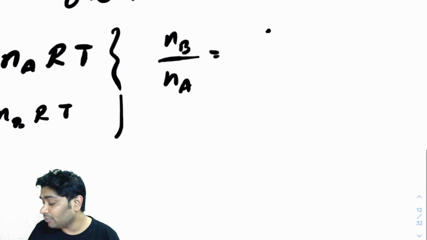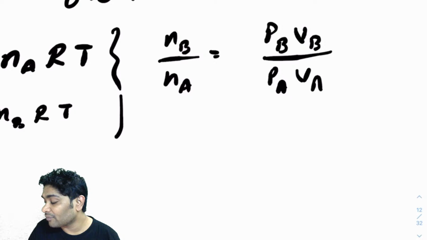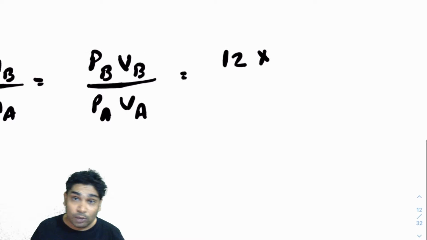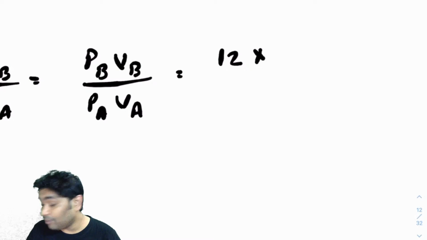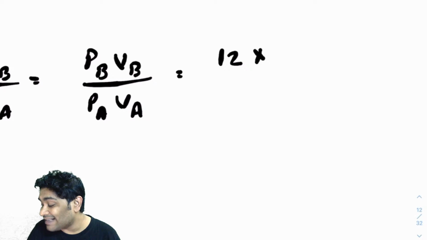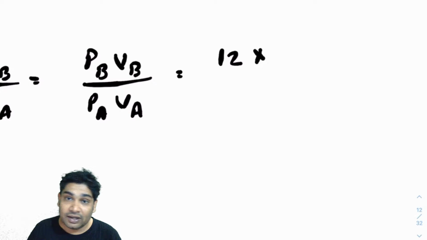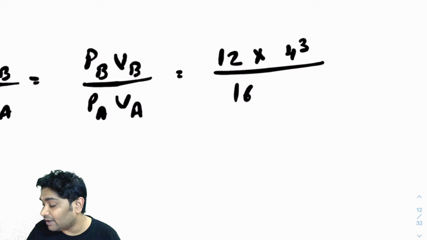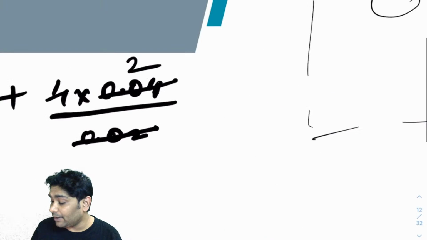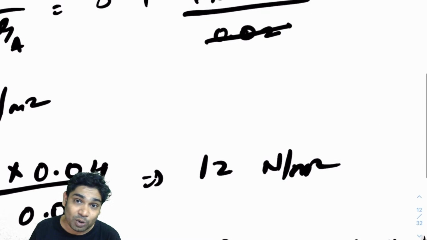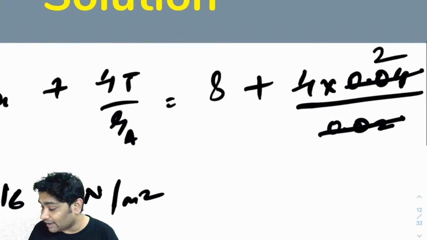This is nothing but PB VB over PA VA. Alright, so that is now very simple. You know the values. This is 12 into the volume of B would be, again, I don't need to convert it now. I am not even writing 4 by 3 pi. Those will get cancelled. The ratio would be in the cube of their radii. So 4 cube, I can simply write this 4 cube, and here I can write 16 into 2 cube. When finding the ratio, I don't need to write 4 by 3 pi. Those will get cancelled. I don't need to convert it into meter. Those will also get cancelled.